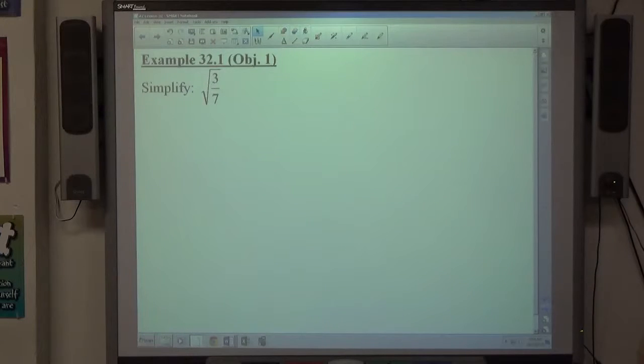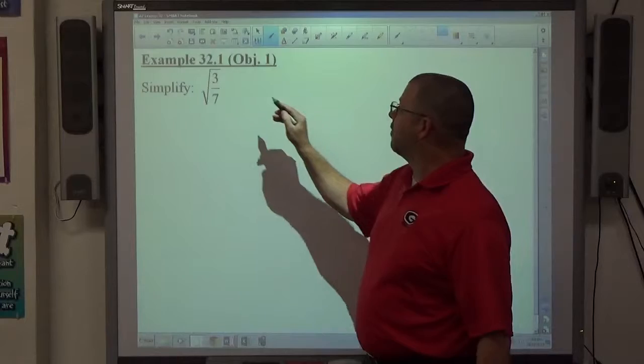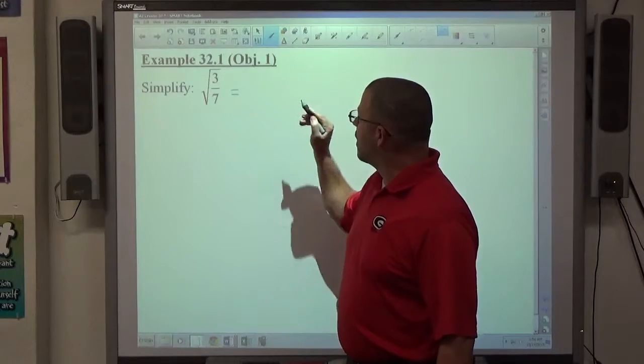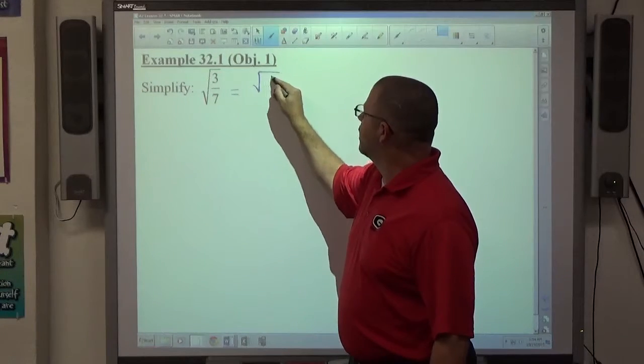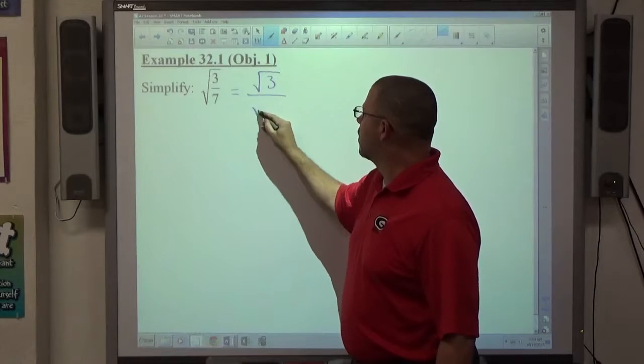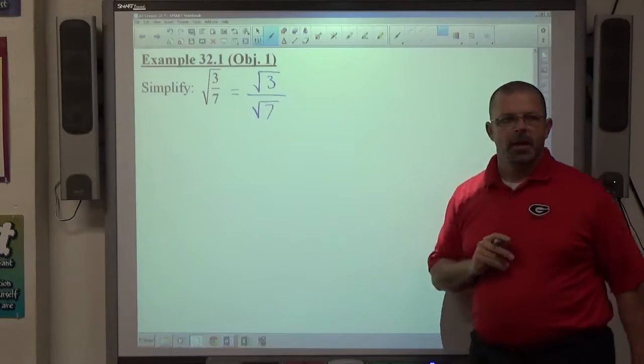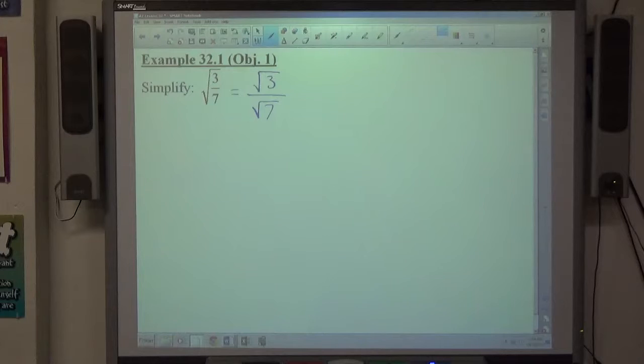All right, example 1, lesson 32. It says simplify the square root of 3/7. What I want you to recall from Algebra 1 last year, because we dealt with these problems already, is you're going to split this into the square root of 3 on top over the square root of 7 on the bottom. And the word simplify always comes down to: why isn't it simplified? If you know the answer to that question, you know how to fix it.